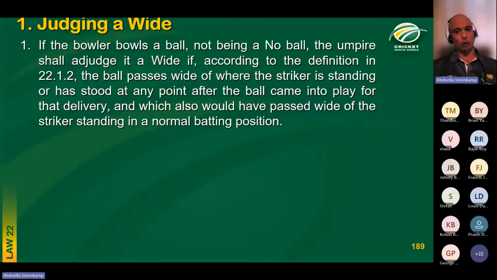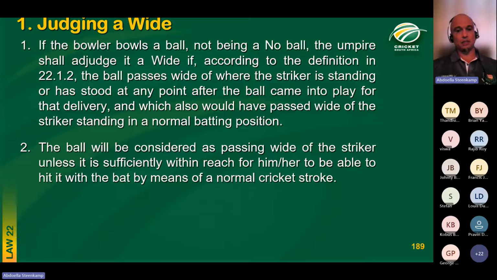So that's all that the law is saying. Passing wide of the striker, standing in a normal batting position. Then the law goes further and interprets what is passing wide of the striker standing in a normal batting position. So the definition of passing wide of the striker is the ball needs to be within reach of the striker, and the striker needs to be able to hit the ball by means of a normal cricket shot. So this is now the definition of a wide. Firstly, striker standing in a normal batting position, and you then need to consider, did the ball pass wide of the striker? And what is this definition of wide? The striker needs to be able to hit the ball by means of a normal cricket stroke.